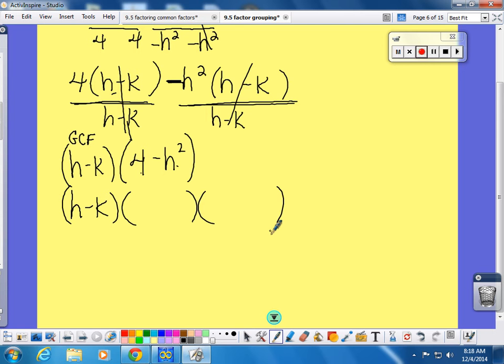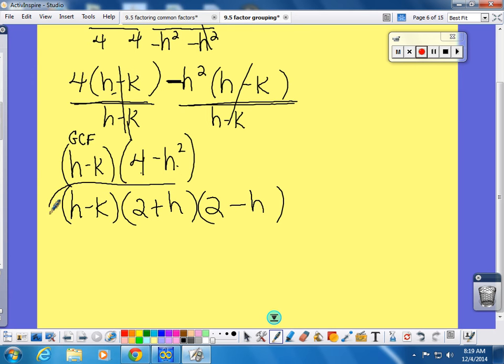I'm going to have conjugates. One of them's going to be positive, one of them's going to be negative. Does it matter which order I write them down? No. Alright, here's how you decide what the conjugates are. What do you square to give you 4? 2. What do you square to give you h squared? H.